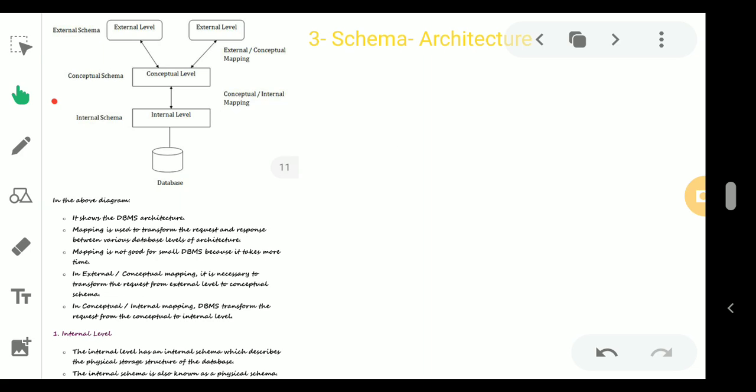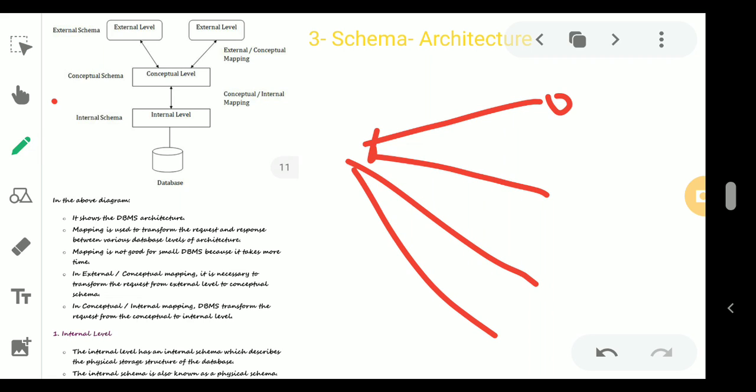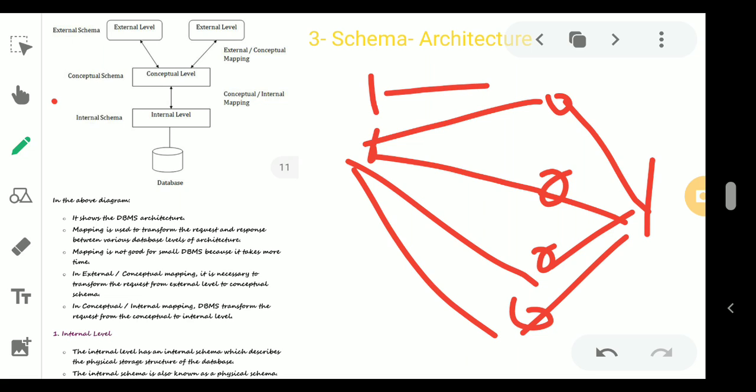From one, I can send the information to multiple ports, or from multiple ports to one. This is known as the mapping. Mapping is not good for a small DBMS because it takes more time. In external to conceptual mapping, it is necessary to transform the request from the external level to the conceptual schema. And in conceptual to internal mapping, the DBMS transfers the request from the conceptual to the internal level.